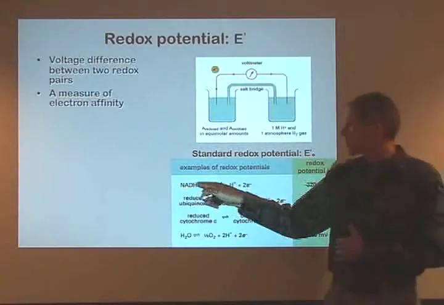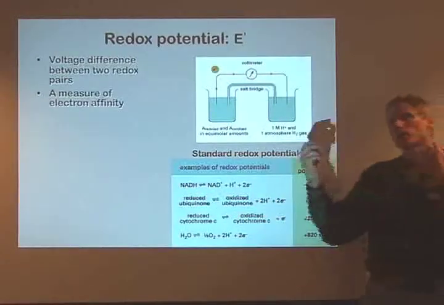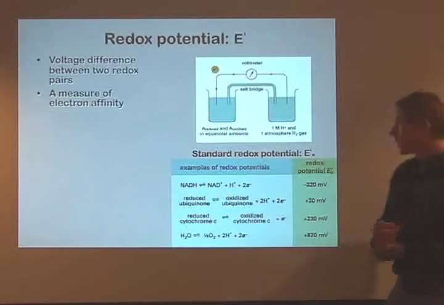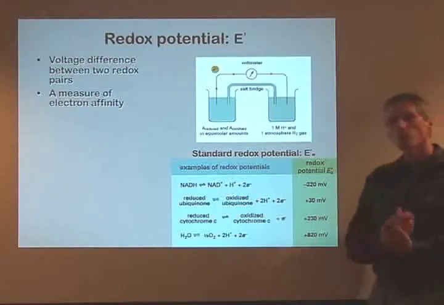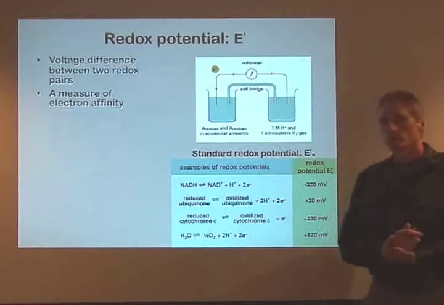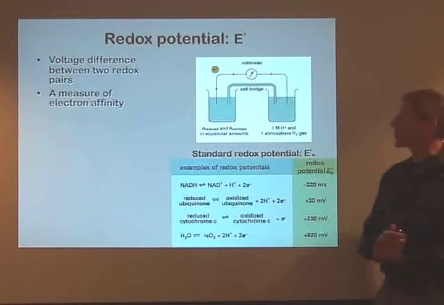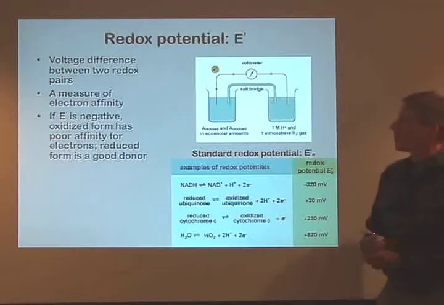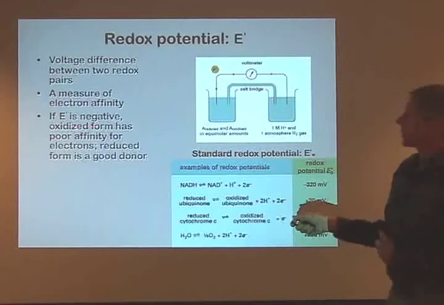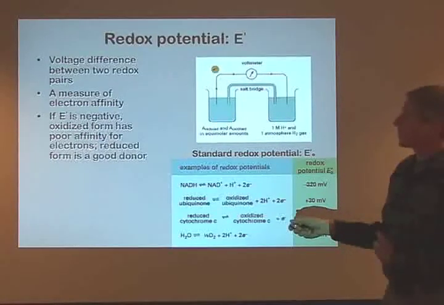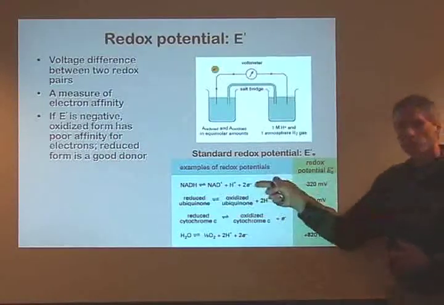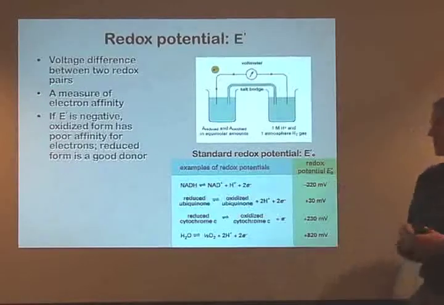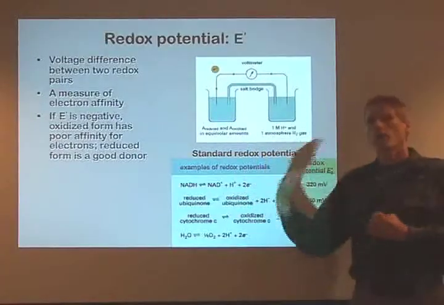So NADH is a high energy electron carrier. It really likes to give those electrons up. It's a poor electron acceptor, a very good electron donor. So if the redox potential is negative, the oxidized form has a poor affinity for electrons. That is, it's a good donor if it's reduced. And NADH is a good donor. That means it can donate those electrons, and they still have high energy.